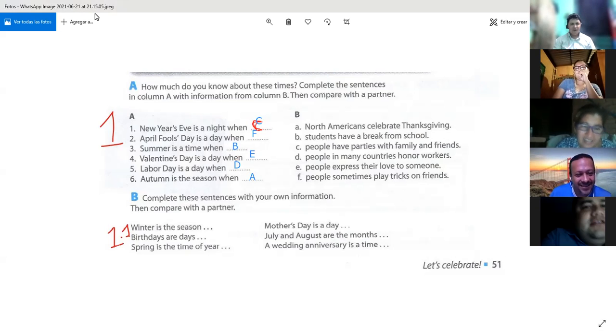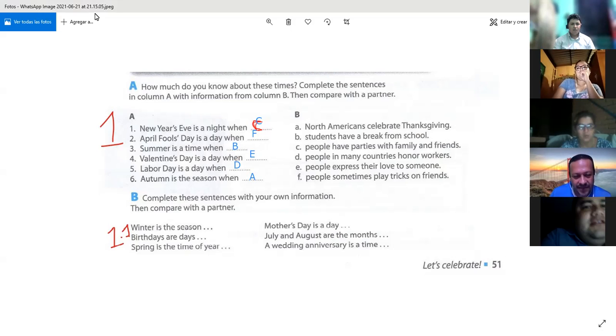There you go. Okay. Winter is the season of the celebrate the end of the year. Yeah, you can say that, correct. Yes, you can say that. Anything else out of that one? Apply to El Salvador.